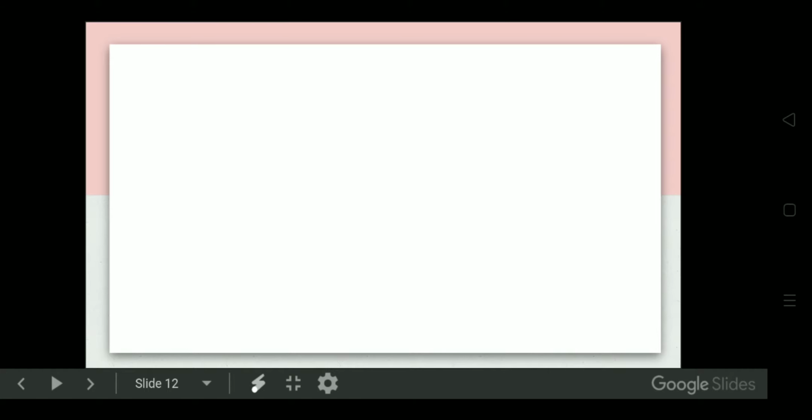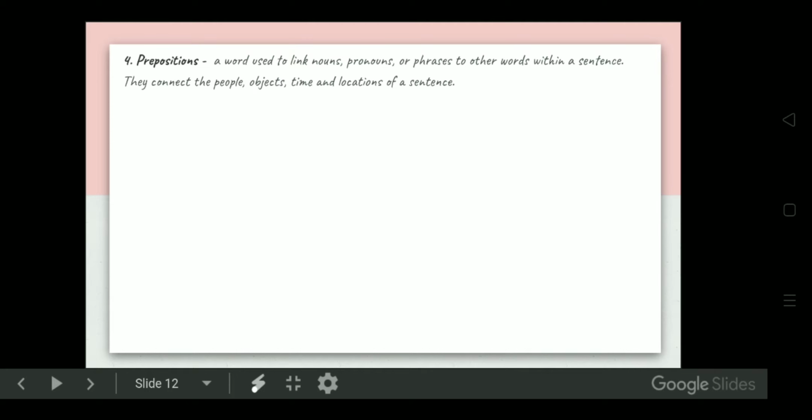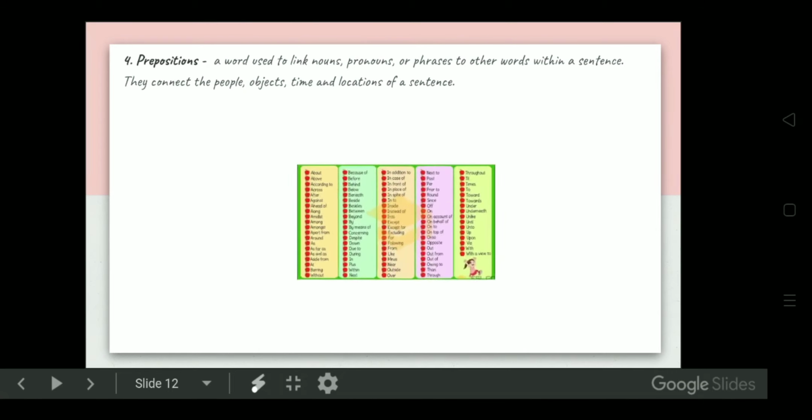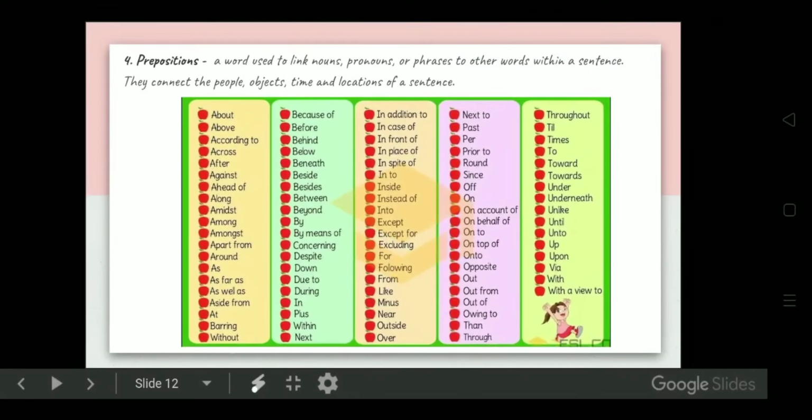Next one is preposition. Preposition, a word used to link nouns, pronouns, or phrases to other words within a sentence. Okay, these are some of the examples of prepositions. Okay, pause the video if you need to take note on them.